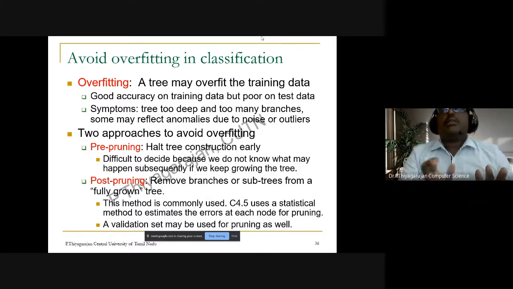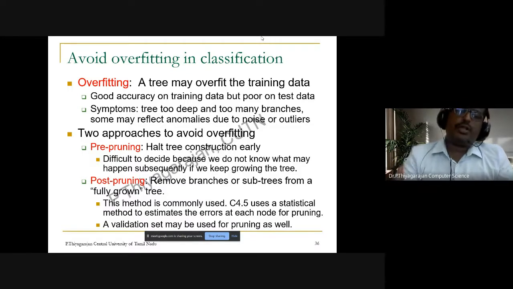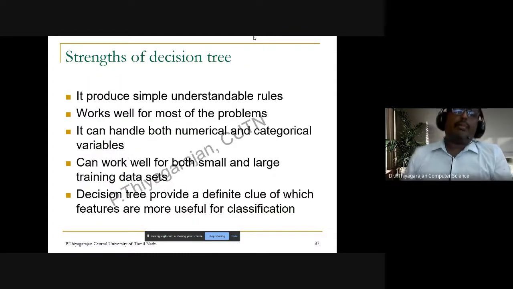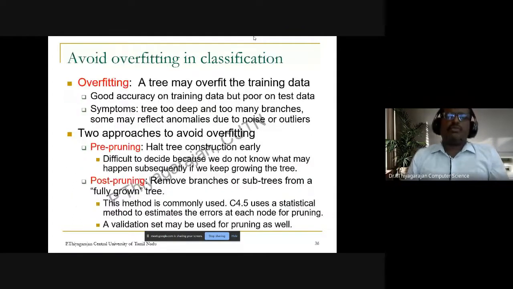So there are two methods. One is that somewhere in the construction you halt the tree construction before it reaches the final stage. And the second approach is to construct the tree completely and remove some of the branches or subtrees from the fully grown tree. These are two methods which will avoid this overfitting problem in the classification. And apart from this, these are some of the issues that we'll face in the construction of a decision tree.